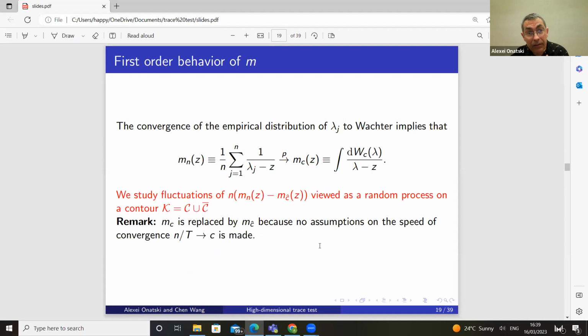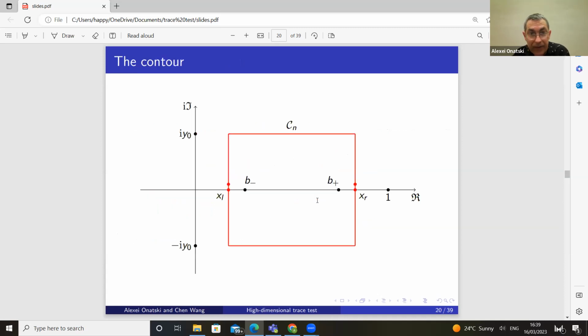So our main result is basically to find the behavior of this Mn over some contour. The first order behavior, of course, is simple. It's just an integral with respect to the Wachter distribution. But the second order behavior, which I will be looking at, is this. I will be looking at this Stieltjes transform as a function over this rectangular contour, and we'll be deriving basically a functional central limit theorem.